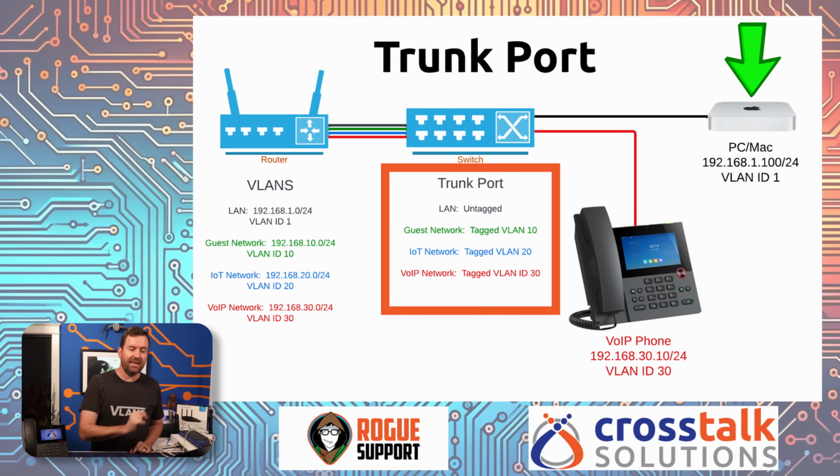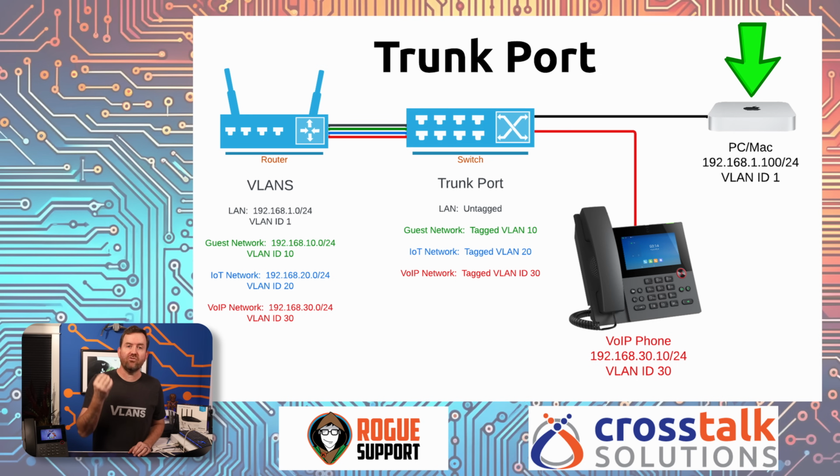If I just plug in a PC, in this case a Mac Mini on the diagram, or a regular desktop PC that doesn't understand VLANs, or an IoT device that doesn't understand VLANs, it's going to get an IP address in the default subnet, because it's not specifically looking for one of the tagged VLANs that's traveling along with that port. However, if we see here, I have a voice over IP telephone.